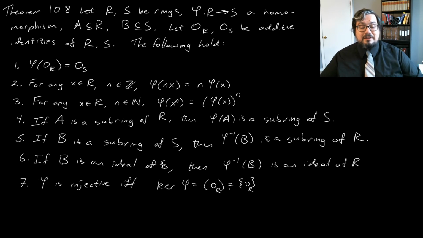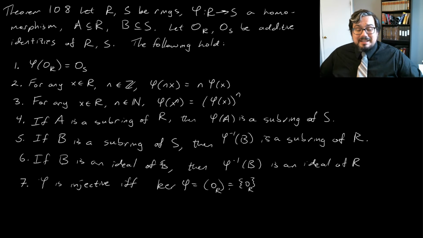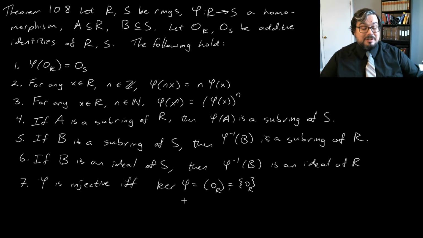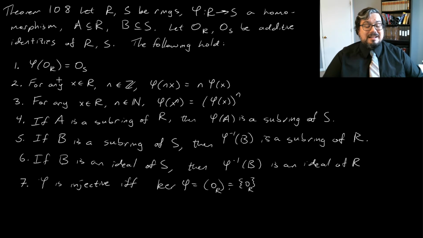This statement here is actually exactly the same statement as for rings, that a homomorphism is injective if and only if the kernel is trivial. Now, part 1 guarantees that the zero element of R will always be in the kernel of any homomorphism, and if that's the only thing in the kernel, then phi itself is injective.